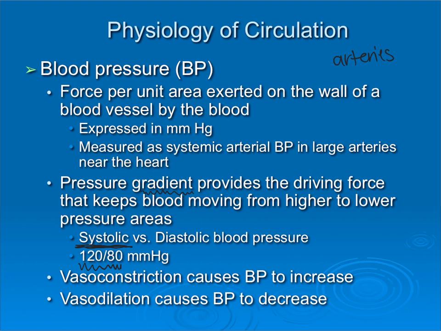So anytime you decrease the lumen size, okay, cause vasoconstriction, you're going to increase the amount of blood pressure. If you increase the lumen size, which is what we call vasodilation, that's going to allow the blood pressure to decrease. And again, by having vasoconstriction and vasodilation, we can direct blood flow to particular organs.